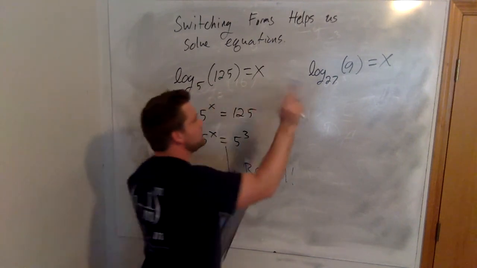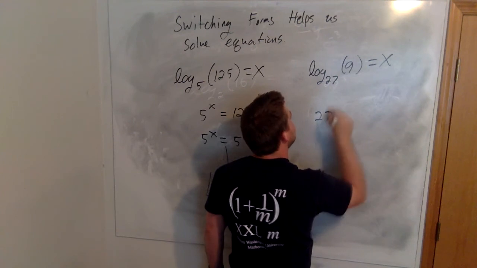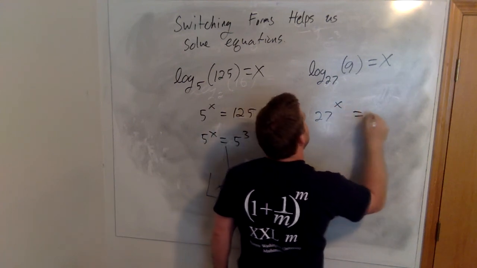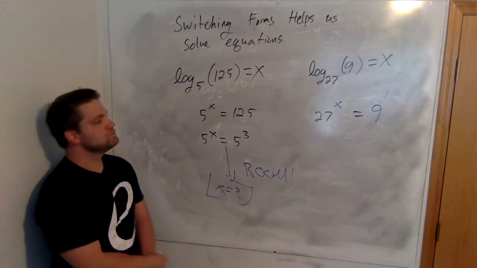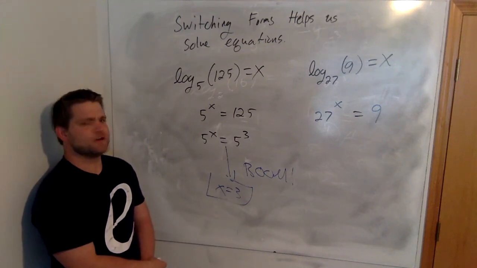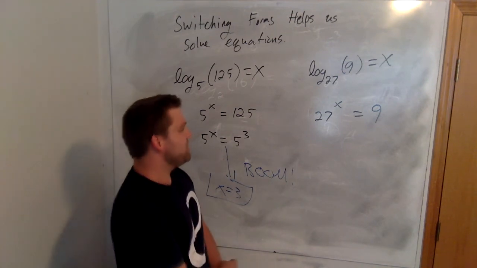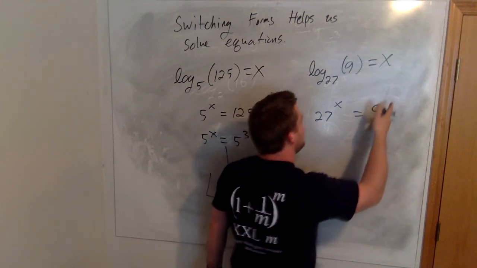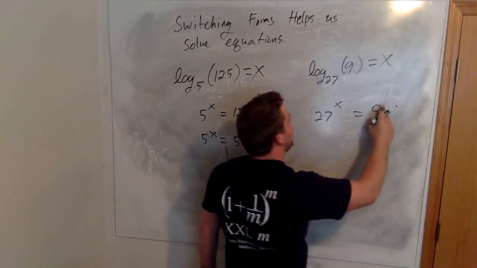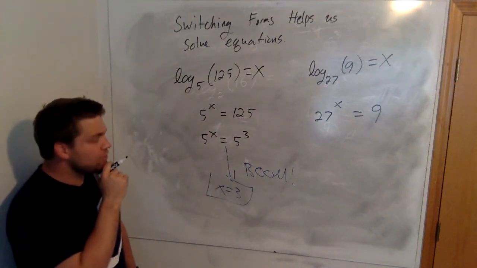Okay, over here. What is this saying? We want to know 27 to the x is equal to 9. That's what this is saying. This one here's a little bit trickier. Why? Well, because I don't know what we can raise 9 to the power of, or I don't know how I can rewrite 9 as 27 to some power. That's a little bit tricky.